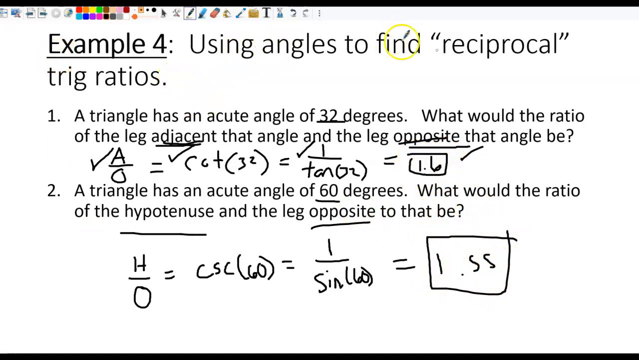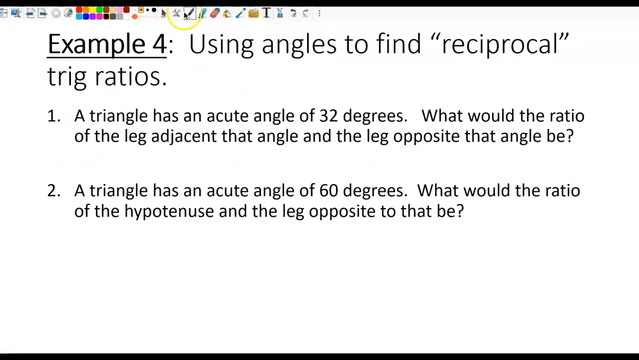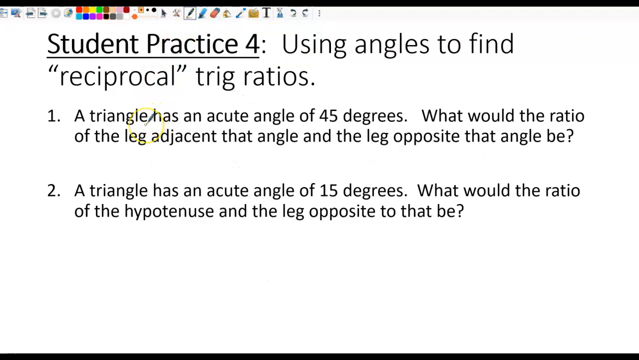So these are for the reciprocal trig ratios. Example 3 shows you how to do it for regular basic ones, but for reciprocals you've got to do a little extra work because most calculators don't include cosecant, secant, and cotangent. So we'll go ahead and let you practice one of these yourselves. All right, so here you go. Go ahead and pause the video here. Give these two a try. When you unpause the video, you will see the solutions.